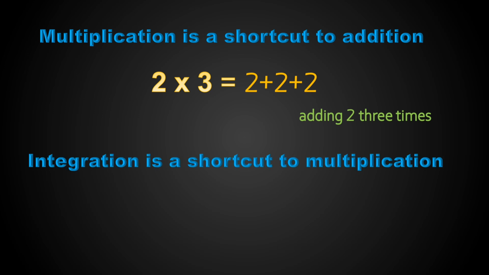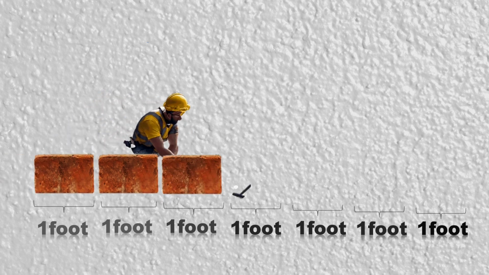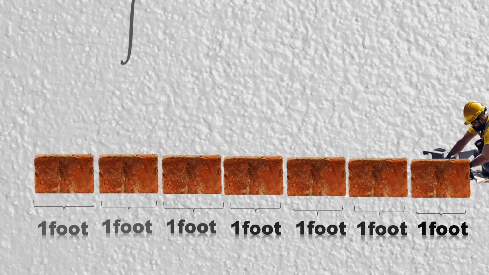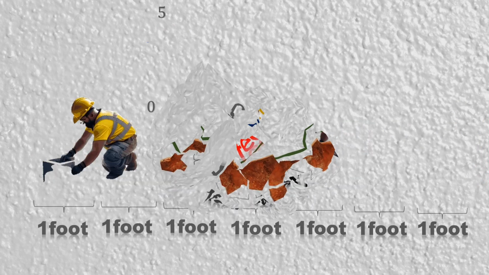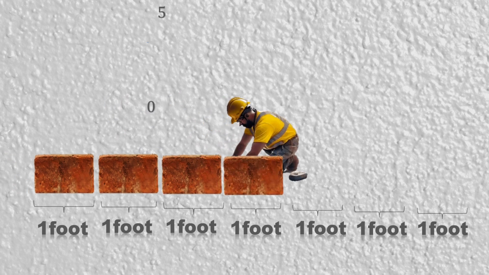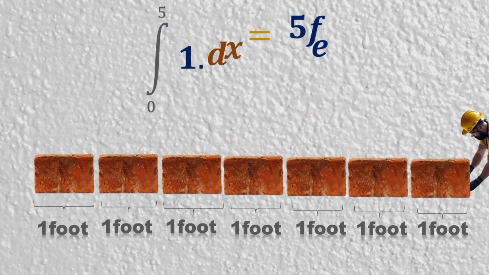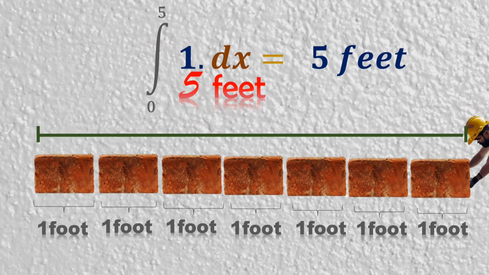So, let's take the example of integration of 1 with respect to dx. This is like you take bricks of length 1 foot and add them along the x-axis. What you will get is a brick line. Let's take the limits of the integration. Let's say that these limits are 0 to 5. That is, you start adding bricks from point 0 and you stop adding bricks at point 5. So what you get is a brick line of length 5.